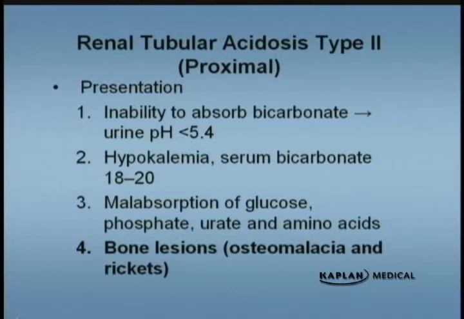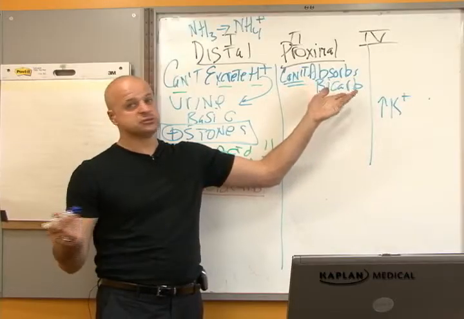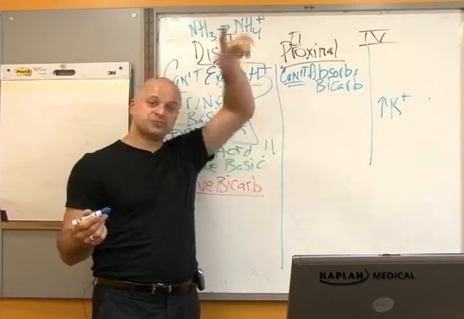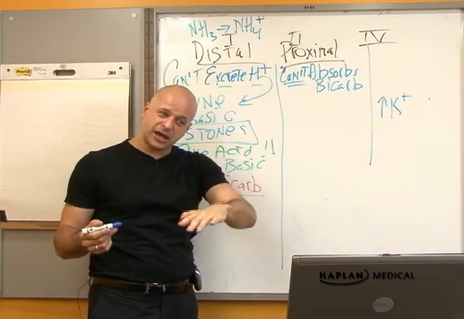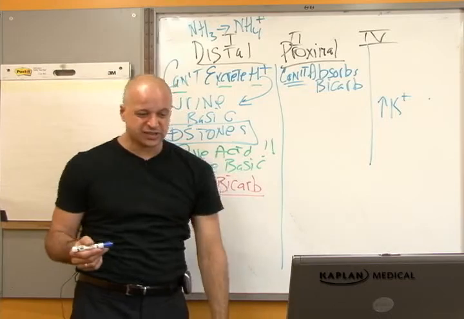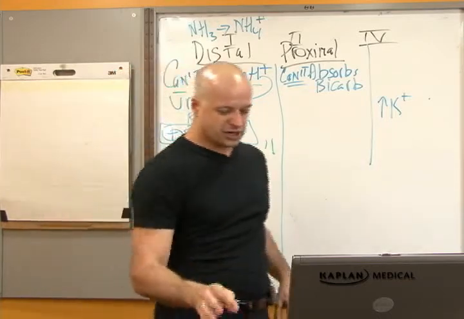The proximal tubule absorbs bicarb. But a proximal RTA means you can't absorb the bicarb. If you can't absorb the bicarb, the urine is basic for a while, until all the bicarb runs out of the body.